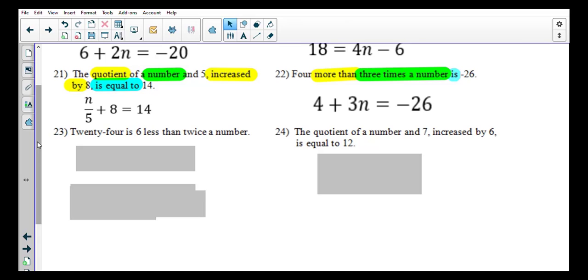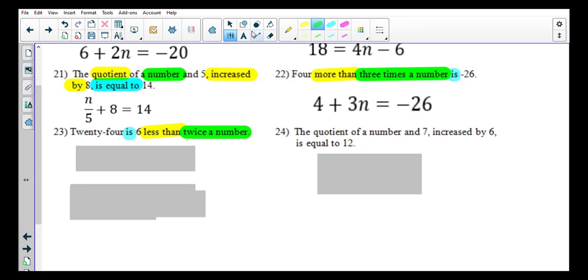Number 23. 24 is 6 less than twice the number. So 24 is, that is going to represent our equals. We have our 6 less than. Remember, though, we need to switch that order around as we write it, and then twice a number is 2n.